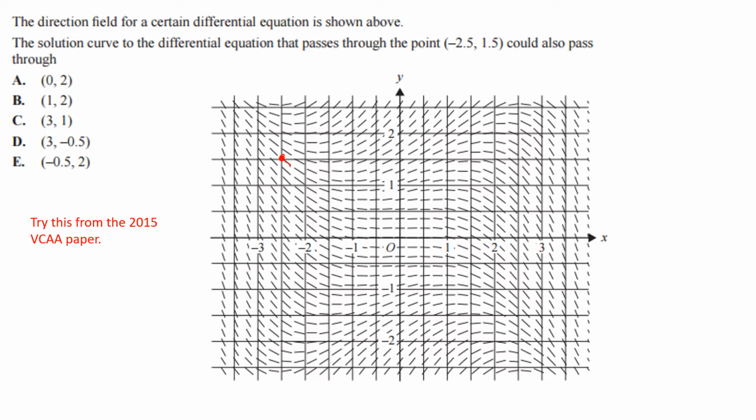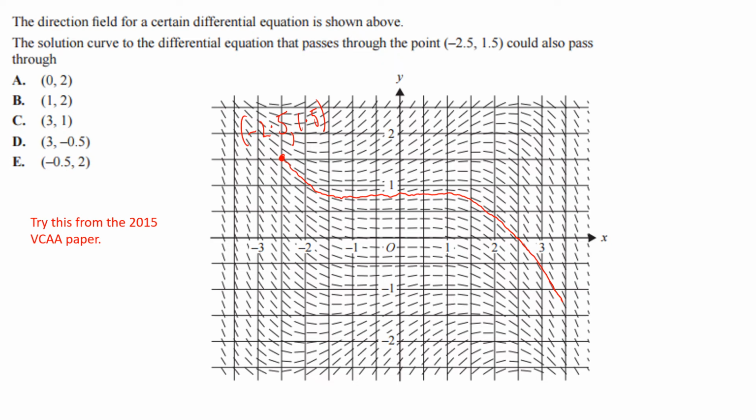So we're going to trace it around here and follow the curve around. All right, so I've done my best to trace a curve being corralled left and right from the single point that I started with, -2.5, 1.5. Okay, and let's now have a look at our options.